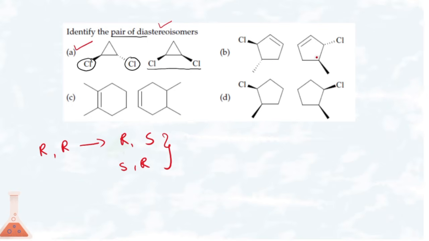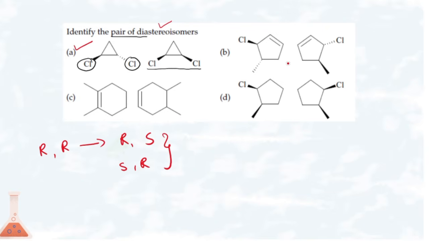Let's check the B molecules. What is the relationship between these two molecules? You see that the molecule is being flipped. When the molecule is flipped in this direction, the chlorine goes below. And what about here? This comes above the plane. So just by flipping the molecule, you can't change the configuration, isn't it? So they are homomers. That means they are exactly the same molecule, just their representation is different.